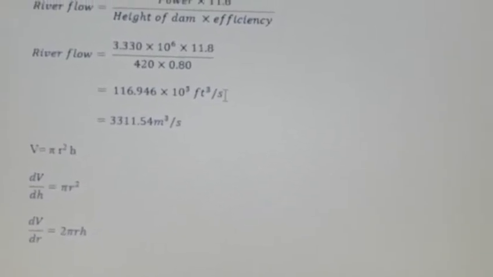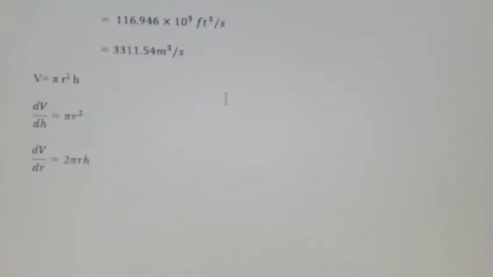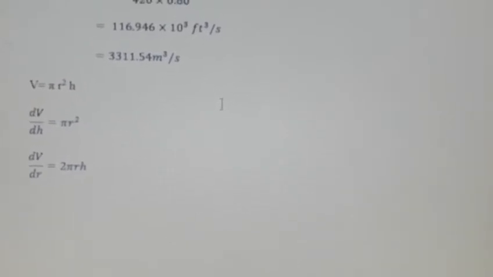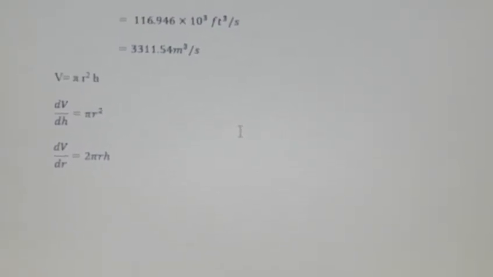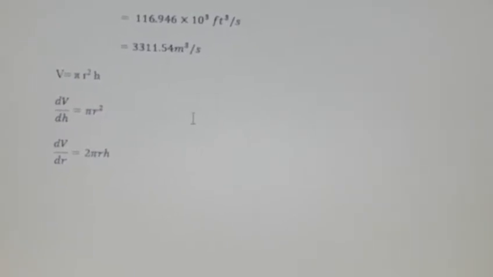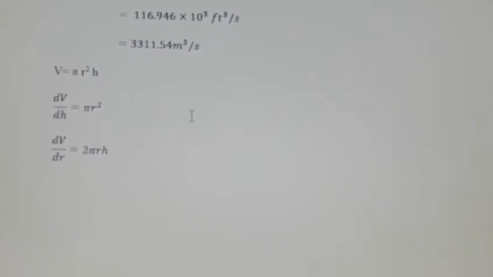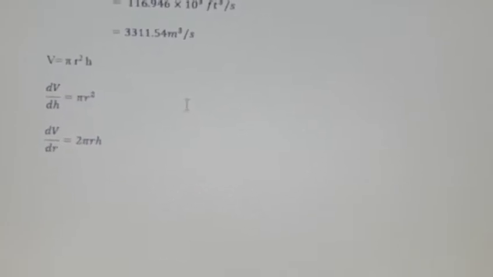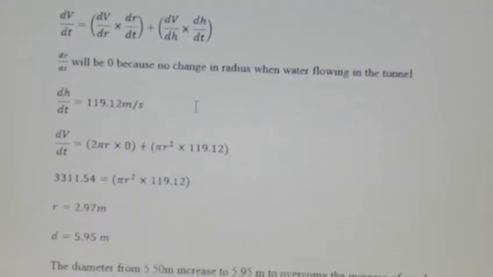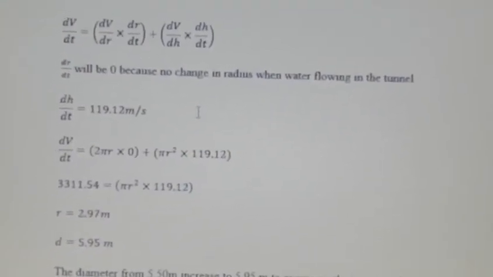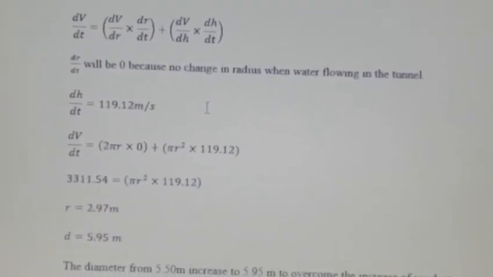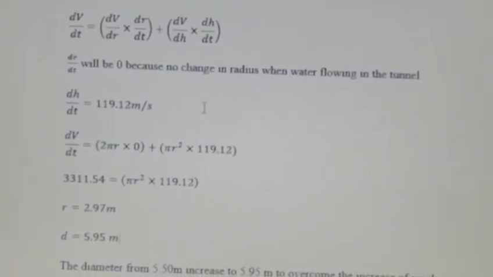We are using this formula to calculate for V. V is pi r squared h for the cylinder. From that we differentiate dV/dh and dV/dr, which is differentiating V with respect to h and with respect to r. So r is our radius, h is our length of pipe. So dV/dh is pi r squared and dV/dr is 2 pi r h. Then we use the rate of change formula: dV/dt equals dV/dr times dr/dt plus dV/dh times dh/dt.